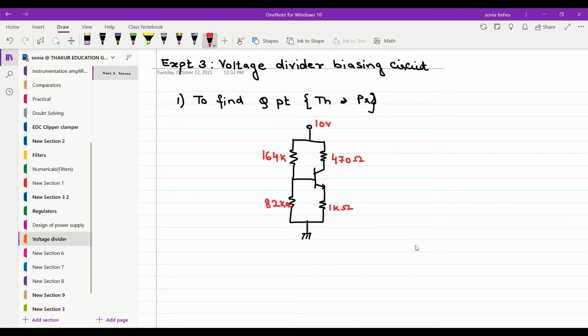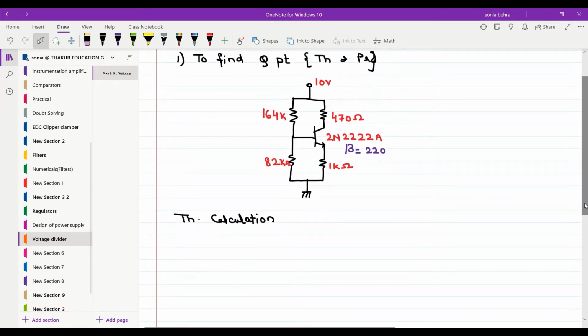The transistor is 2N2222A and the beta factor of this transistor is 220. During the simulation, I will tell you how to find out beta. So the first step for theoretical calculation, you will be going for theoretical calculation. Find out the value of VB and RB.